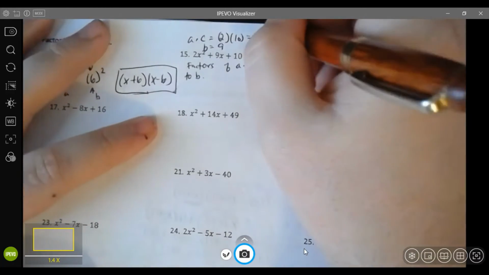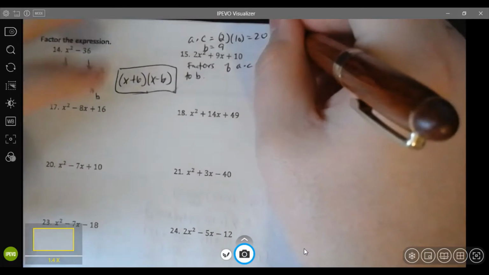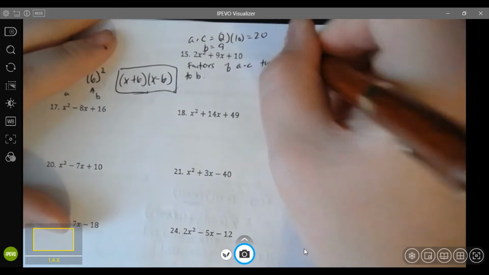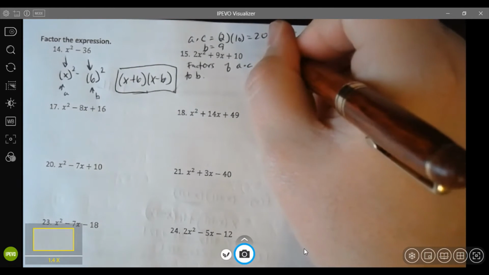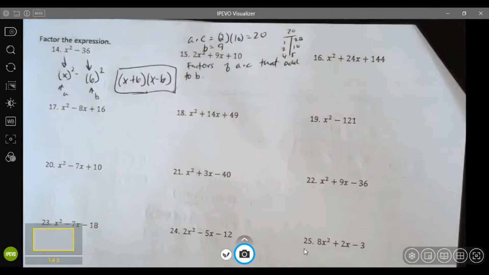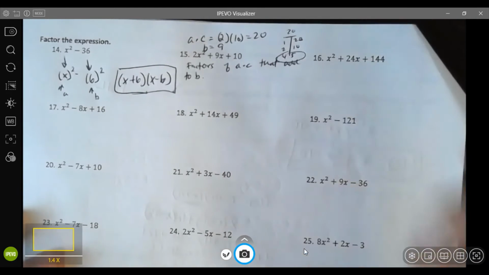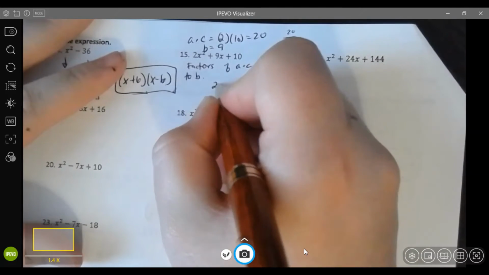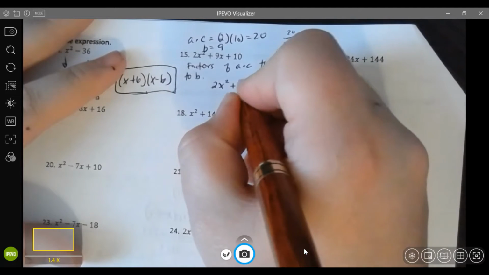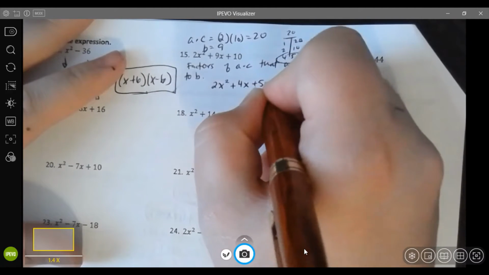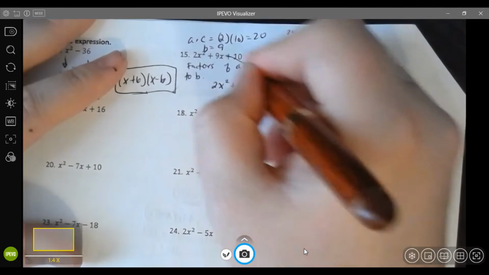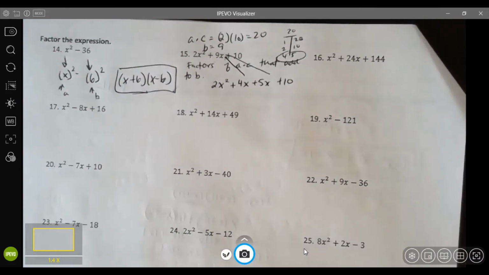So let's list the factors of 20. You've got factors of 1 and 20, 2 and 10, 4 and 5. Which of those add up to 9? 4 and 5. So we can rewrite this as 2x squared plus 4x plus 5x plus 10. We just took and split up the 9 into 4x plus 5x.